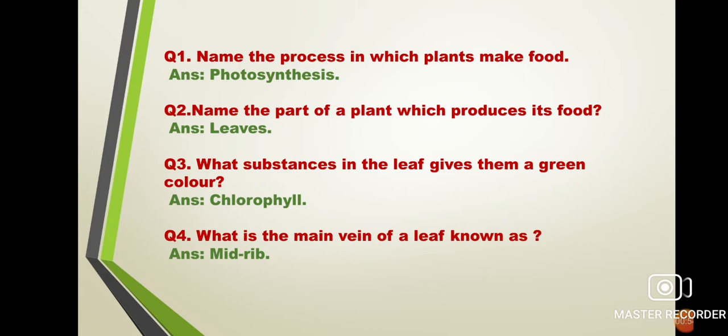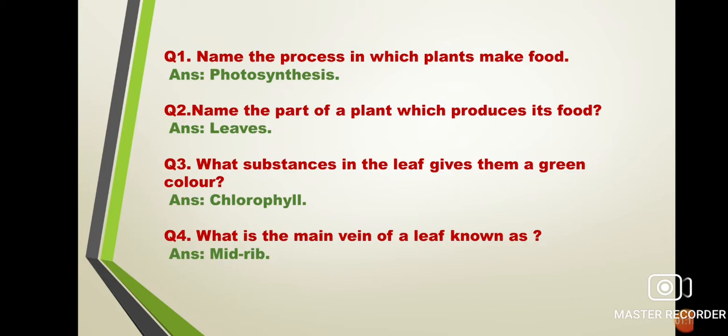Three basic ingredients are required for this process, that is carbon dioxide, water and sunlight. Okay, and one more thing is required, that is the green pigment chlorophyll. Okay, and it makes what? It makes glucose, the food. Okay, that is the main product, and the byproduct is what? It is oxygen.